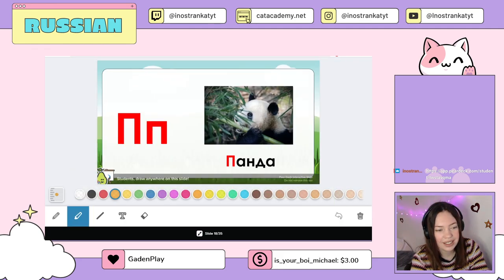Next one is kind of easy to guess, but again, this letter is kind of new because it looks different. So this wonderful, beautiful animal is called panda. And in Russian language, it is the same. Panda. So this is actually the sound p, p, p, буква p. Panda.